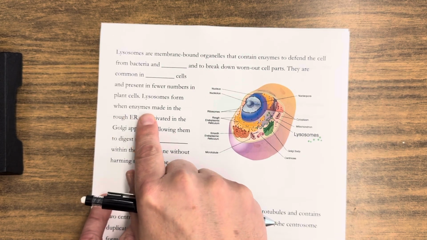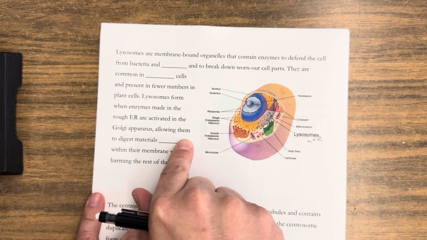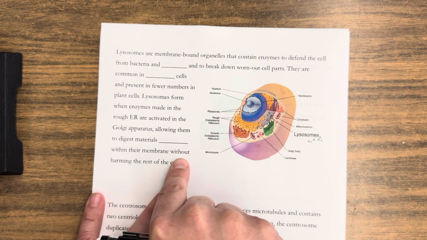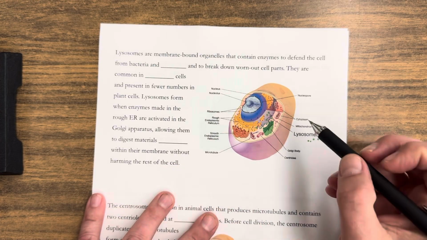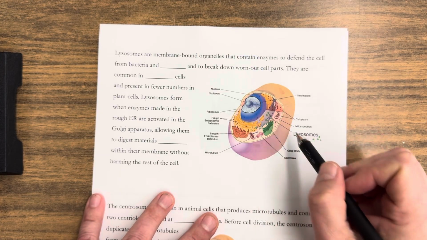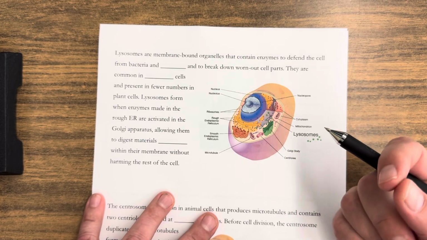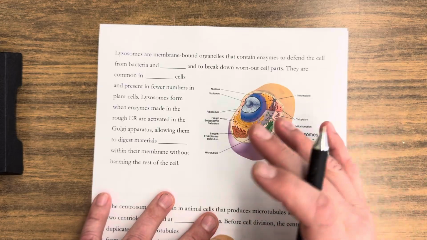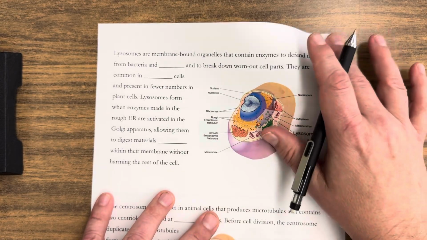Lysosomes form when enzymes made in the rough ER are activated in the Golgi apparatus, allowing them to digest materials safely within their membrane without harming the rest of the cell. So it's separating stuff inside of the lysosome from the rest of the cell so it can break down. It has the tools that it needs to break stuff down inside the lysosome. But it's kind of like the vacuole, where it's separating stuff inside the vacuole from the rest of the cell. Same thing with the lysosomes.